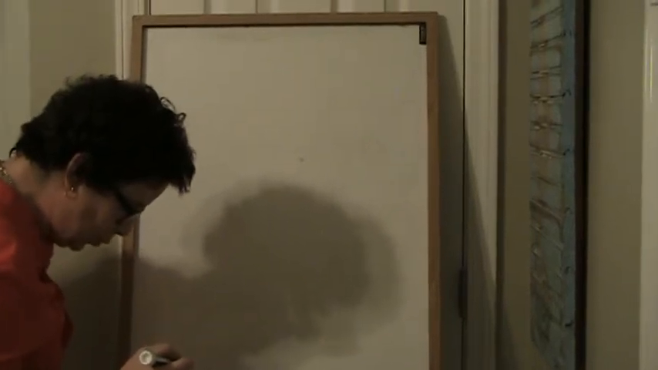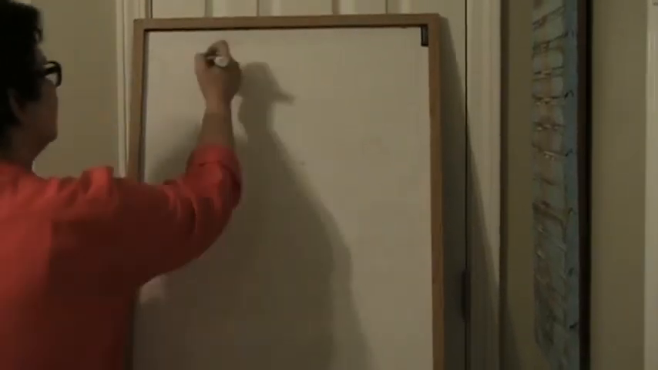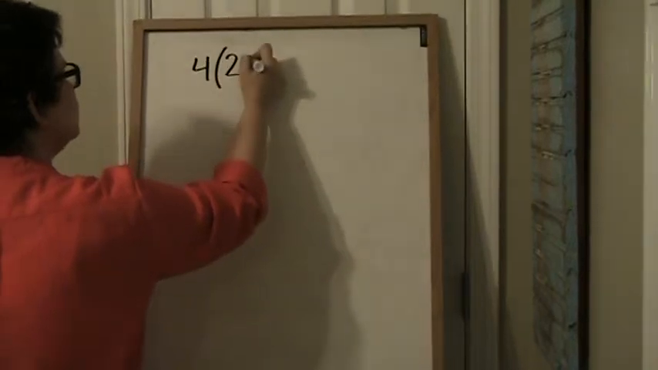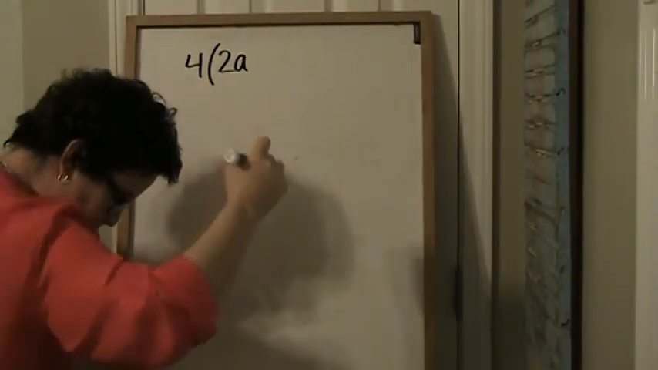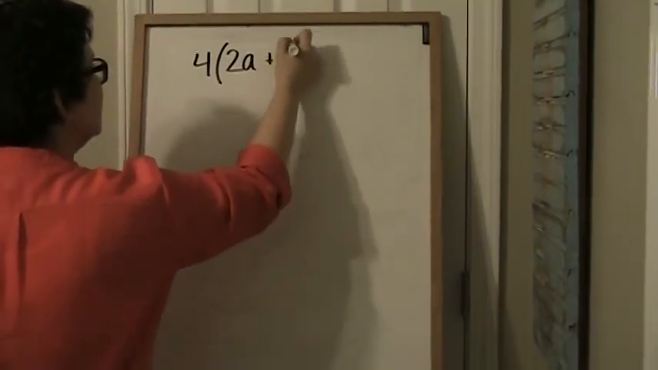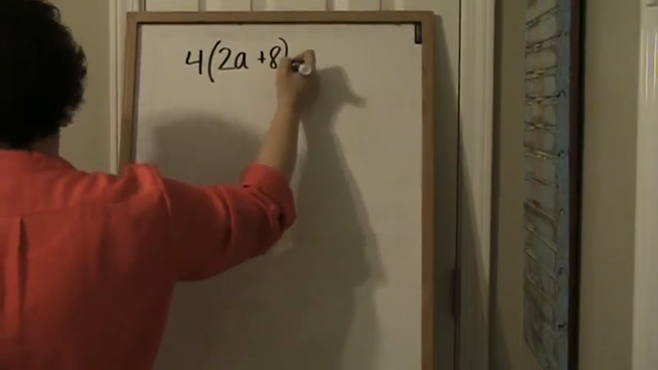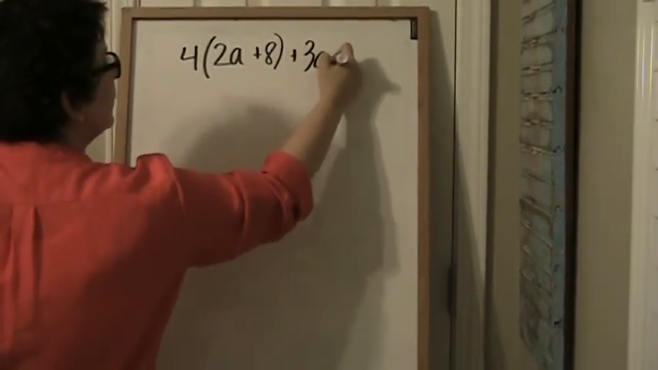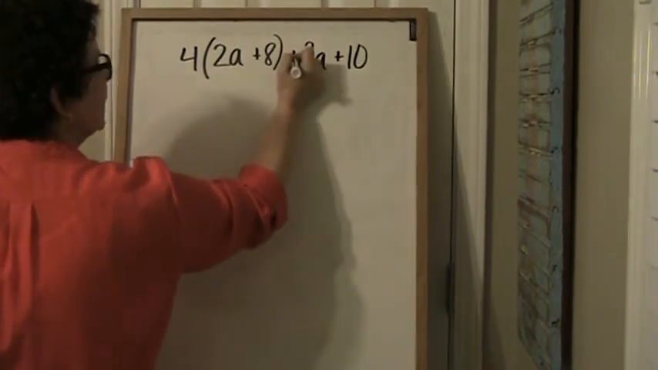26. Simplify the expression and then fill in the blanks. A lot of us miss this on our quiz, so let's pay attention. 4 times 2a plus 8 plus 3a plus 10. That's a plus sign.